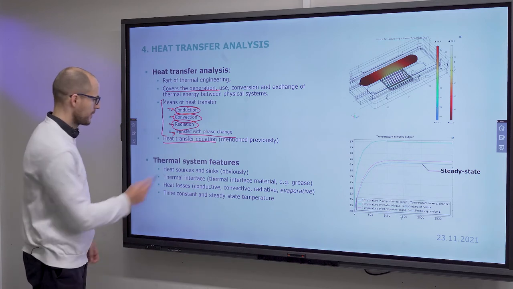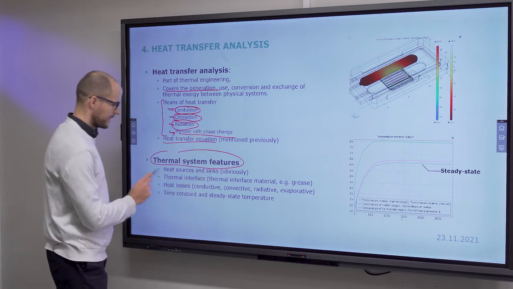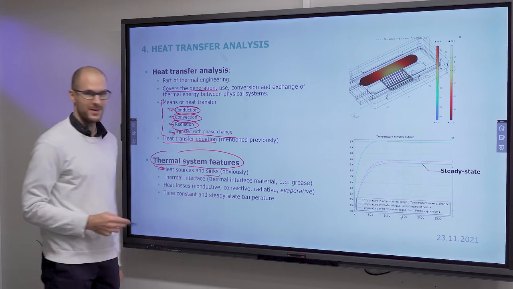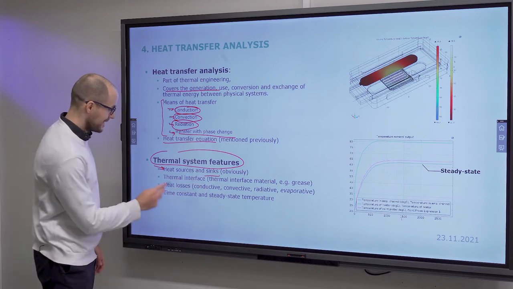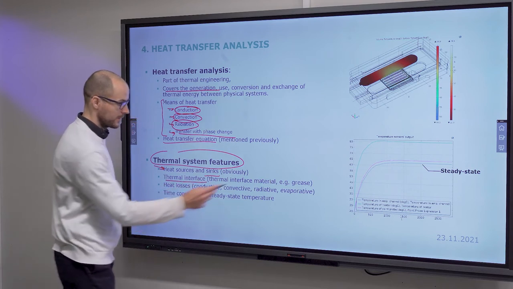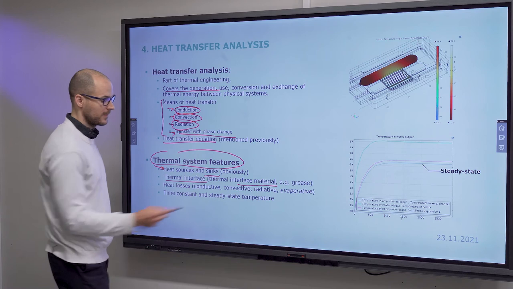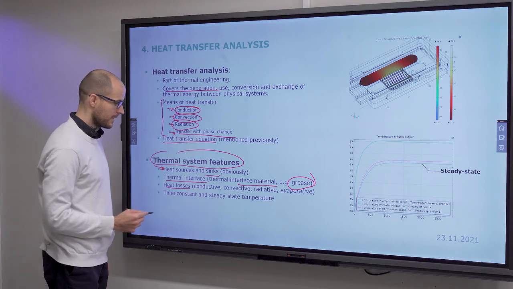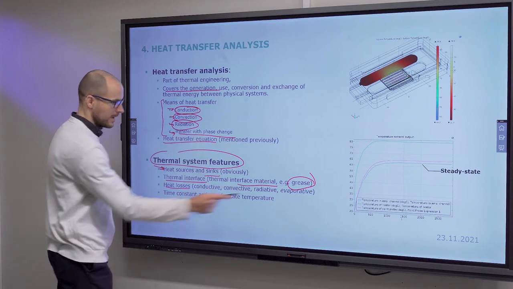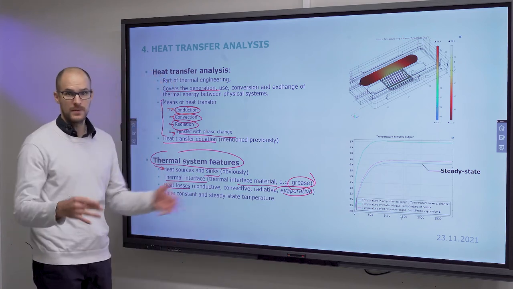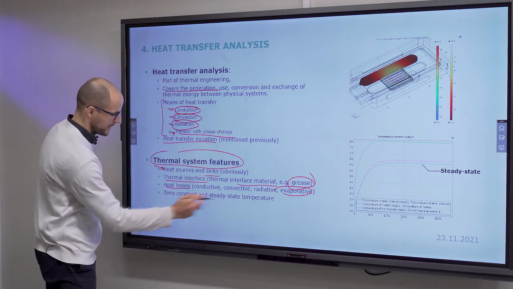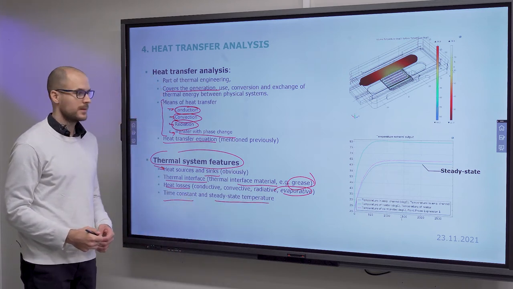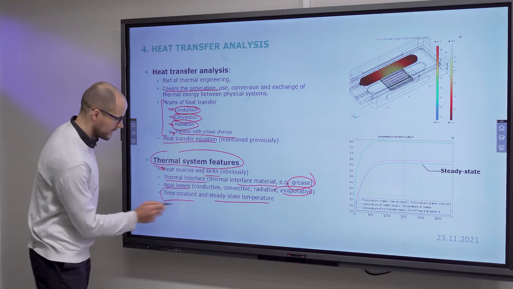And if you want to define a thermal system, then you must define a heat source, otherwise you will not get any results. You must also define a heat sink, otherwise you will just get an overheated system. You must define thermal interfaces, interfaces between the various materials in your system, like, for instance, thermal grease. You must define heat losses, all of them, and evaporative means the phase change type of heat loss. You must also define the time constant and the steady state temperature. Actually, this will be what you solve for.